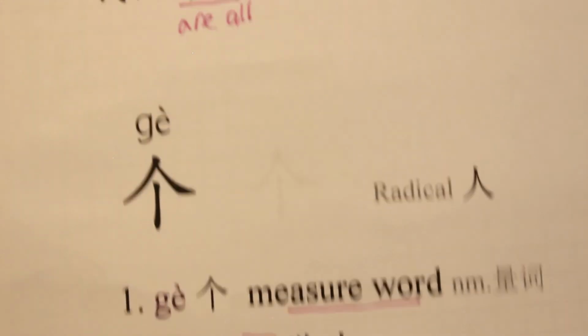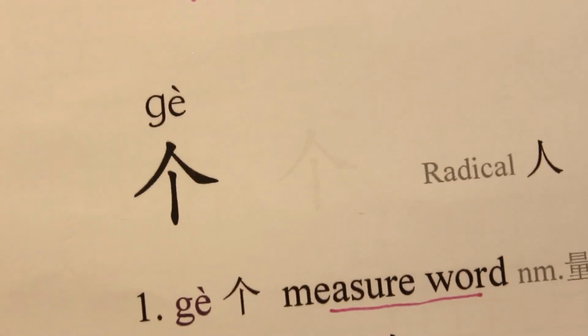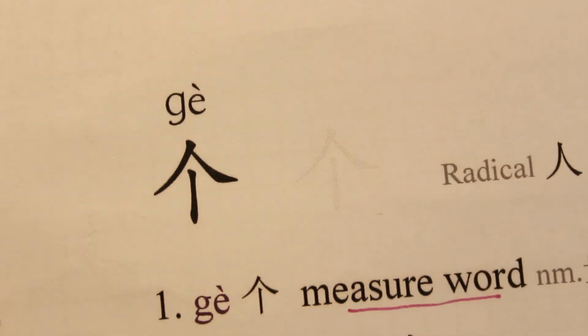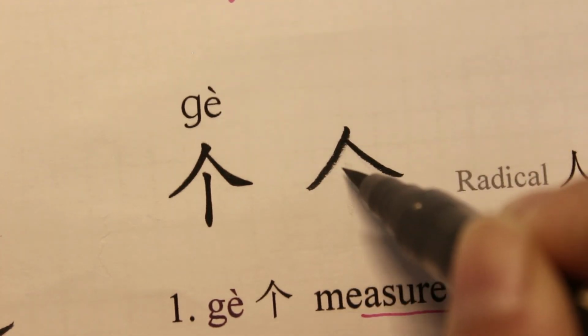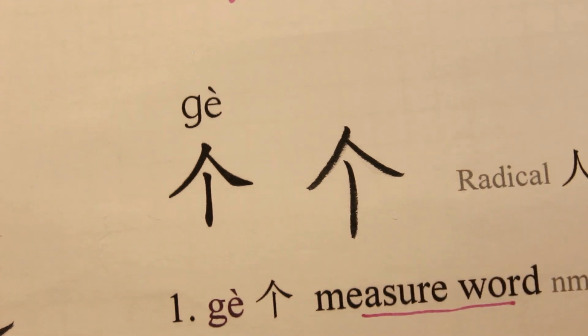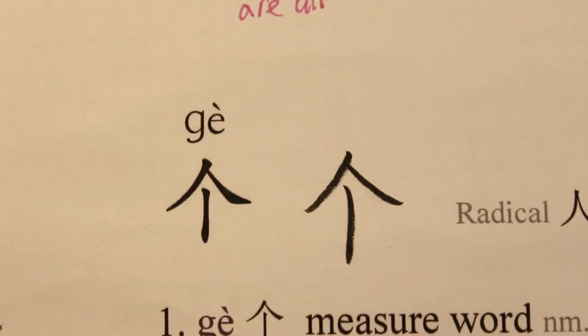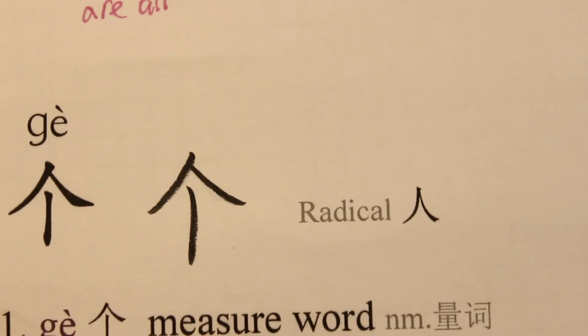Okay, let's write 个 together. 1 2 3. So it's just 3 strokes, right?